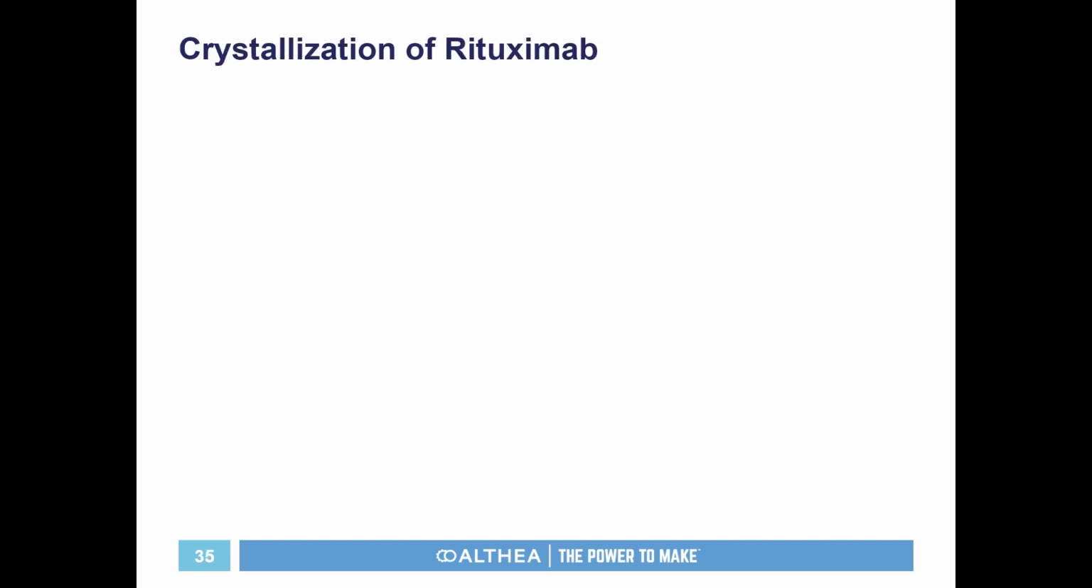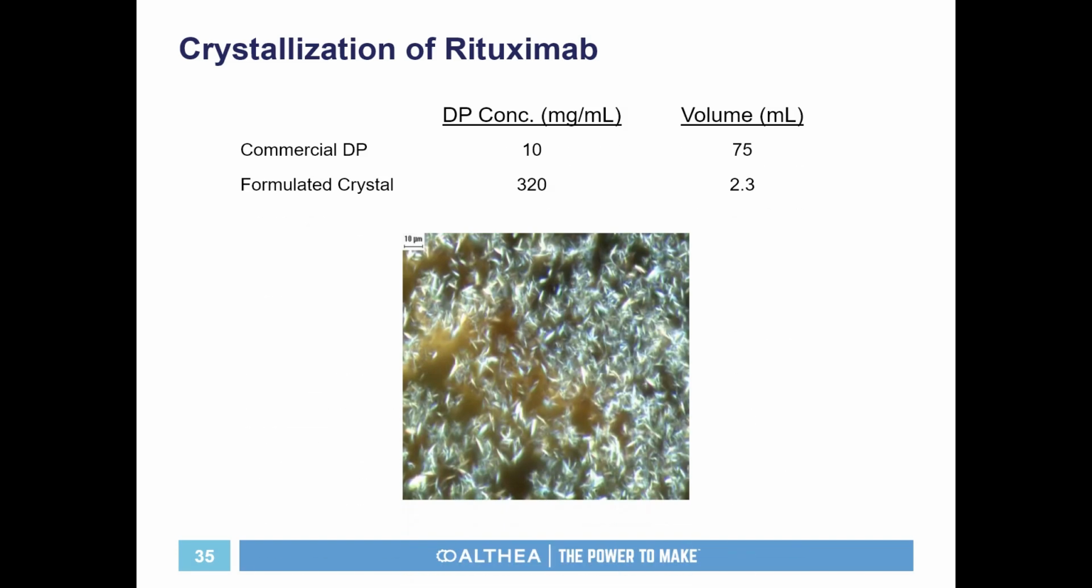Lastly, comparing the commercial drug product versus our formulated crystal suspension, again, we see a dramatic increase in the protein concentration from the commercial drug product of 10 milligrams per milliliter all the way up to 320 milligrams per milliliter. And then that decrease of 75 milliliter dose volume down to 2.3 milliliter dose volume. So significant changes that are happening with the crystallization formulation suspensions, changes that we're really proud of.